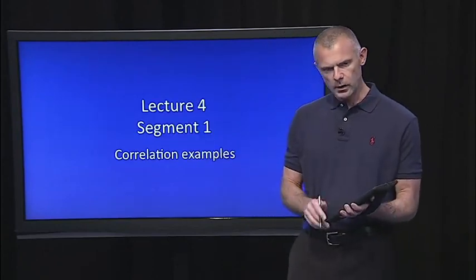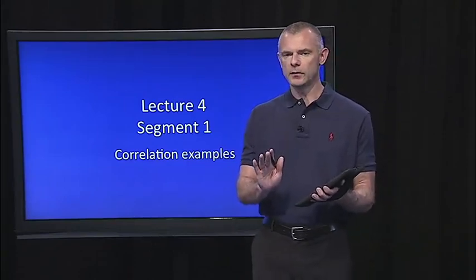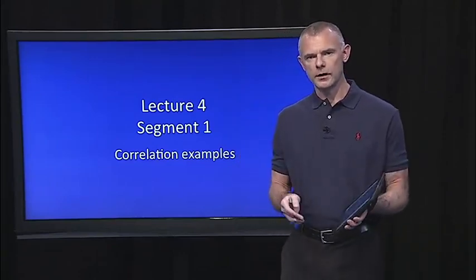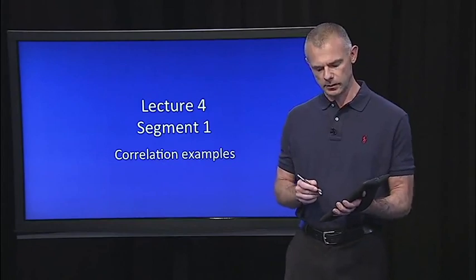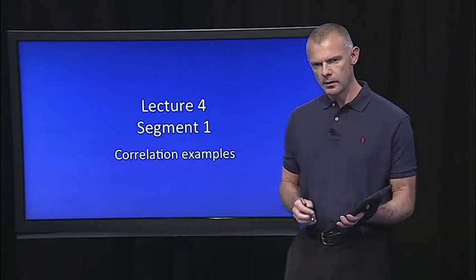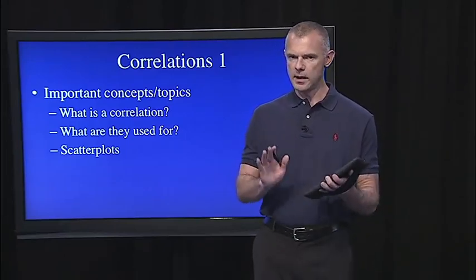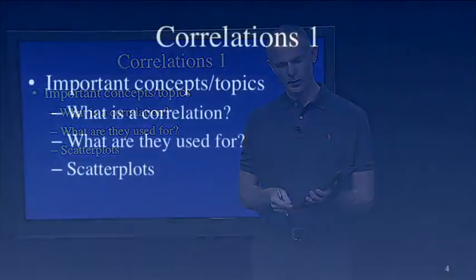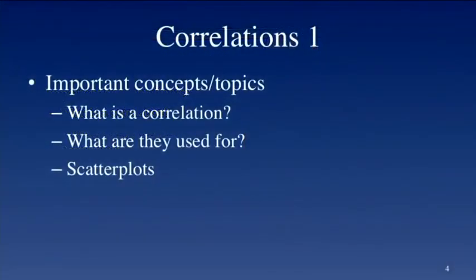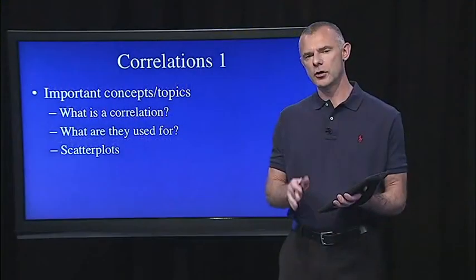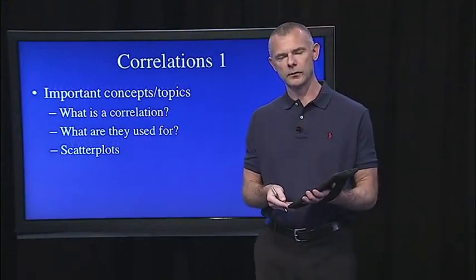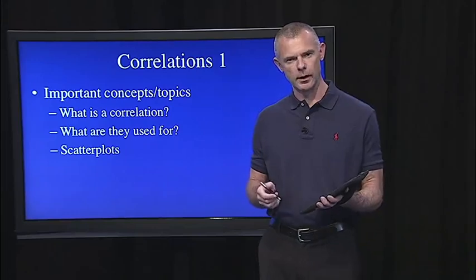So in segment 1, I just want to present some examples to give you the concept of correlation and to get the discussion started. The important topics to take away from segment 1 is just, again, what is a correlation? What are they used for? And I'd like to demonstrate a new graph, scatter plots, and show you how scatter plots can be useful and how they can tell us a lot about what's going on in our data.